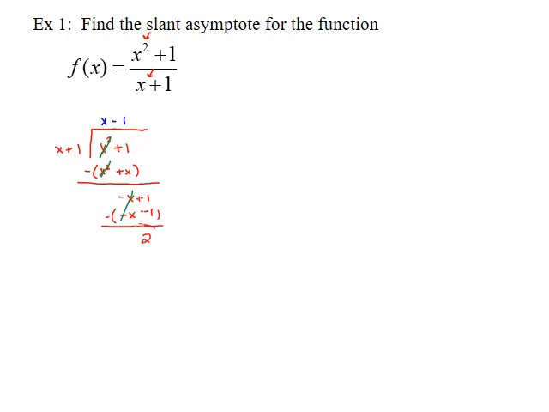Now, once this becomes just a constant, you're done. You don't have to do anything else. The part in blue is your slant asymptote. So in this example, your slant asymptote would be y equals, not what I just wrote down. Do not do that. It would be y equals x minus 1. And you're done. No horizontal, so you can't have both. So there's no way to have all 3 kinds. If you have a horizontal, you can't have a slant. If you have a slant, you cannot have a horizontal.